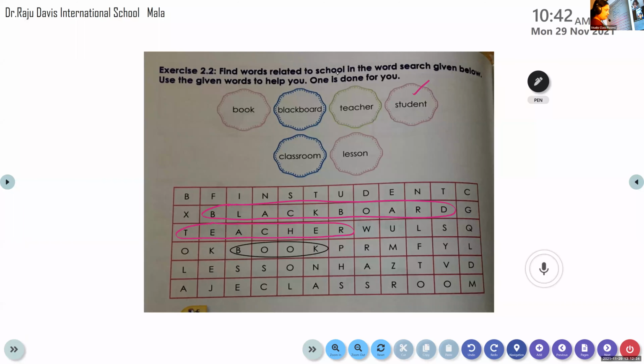Hold it properly. Yes, you're right. Very good. This is the word student. It's in the first row itself. Very good, Sasha. Amreen, did you get it now? Amreen, can you hear me?